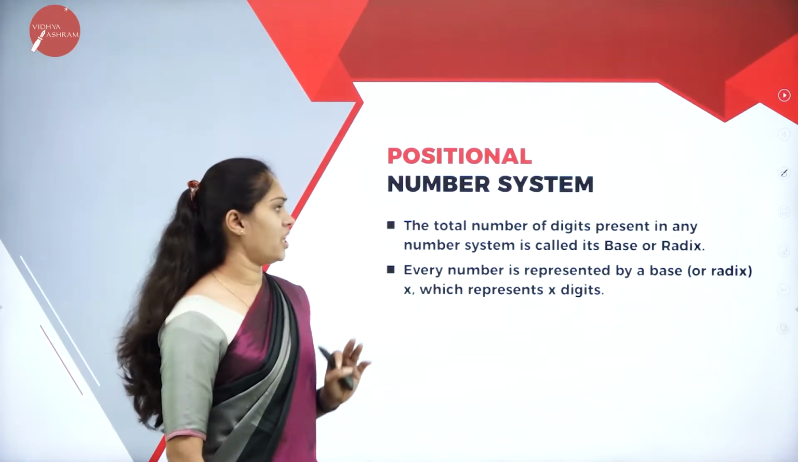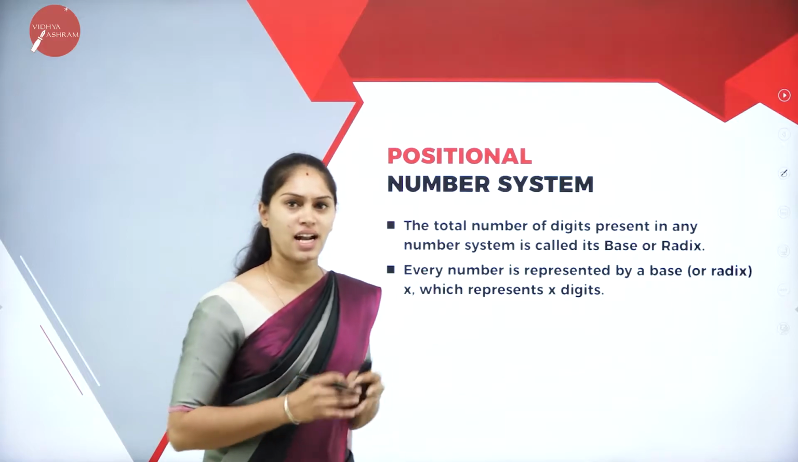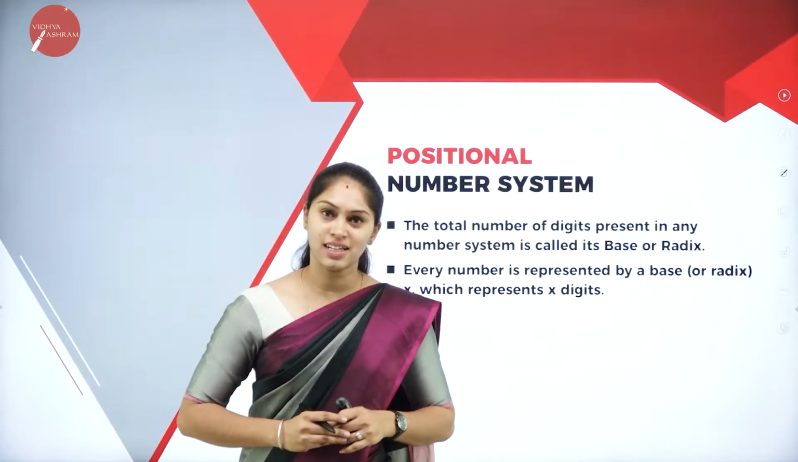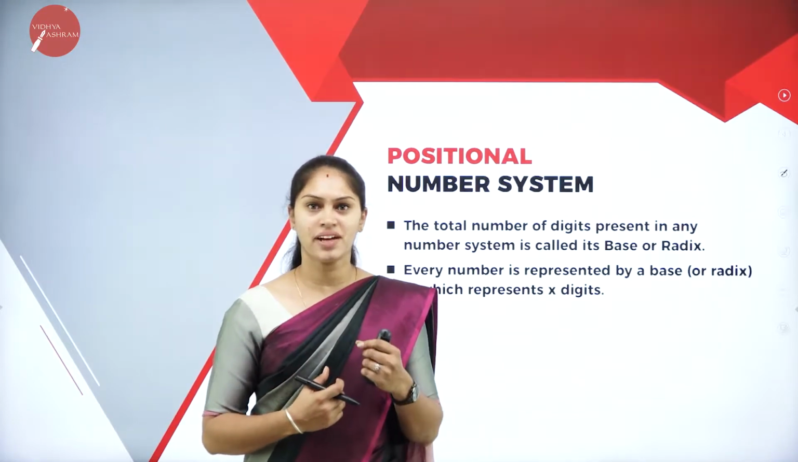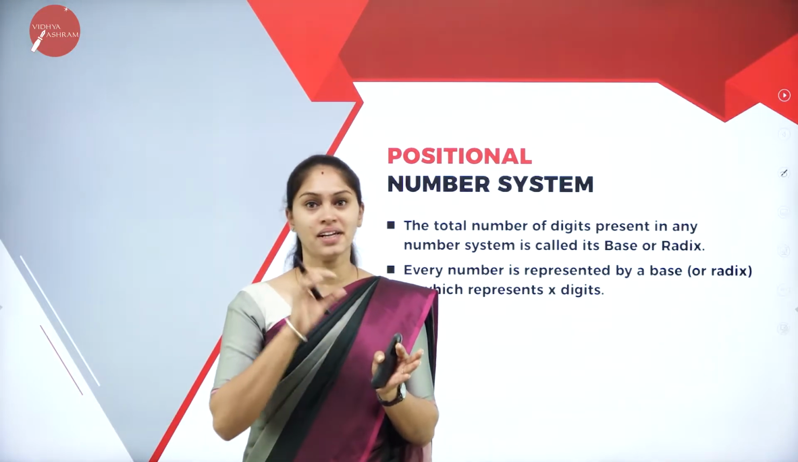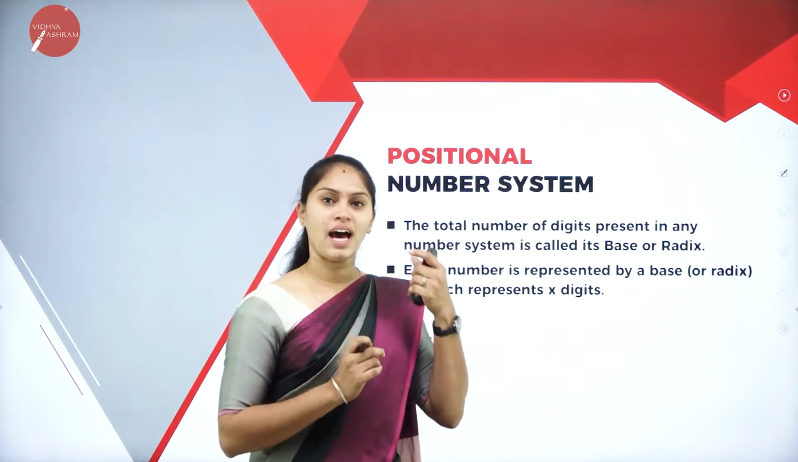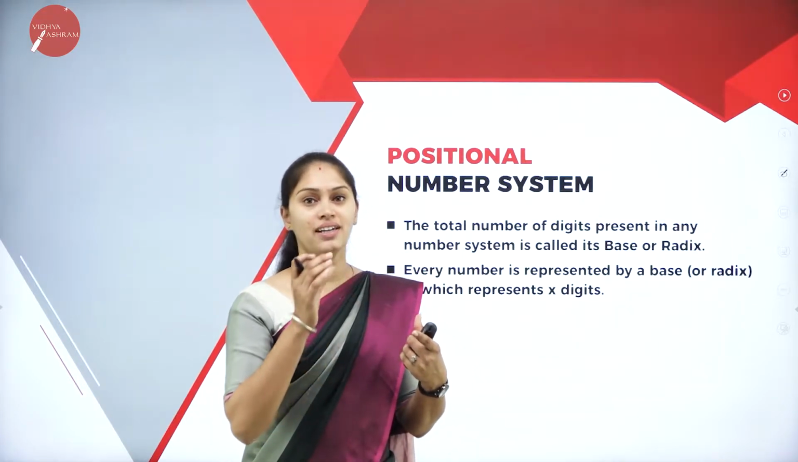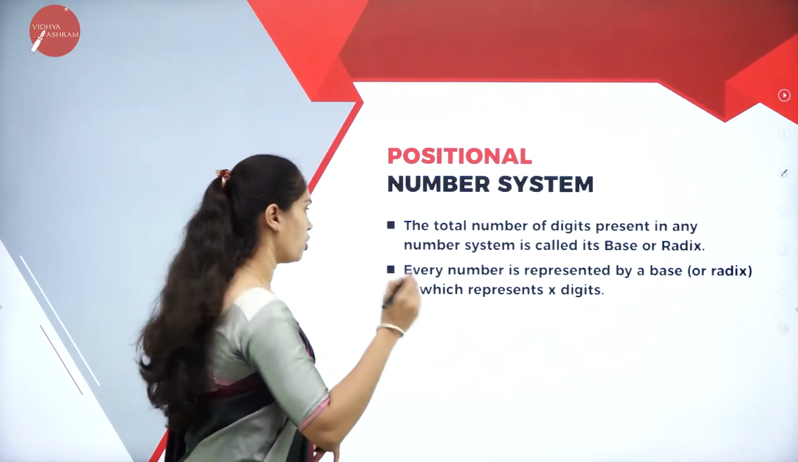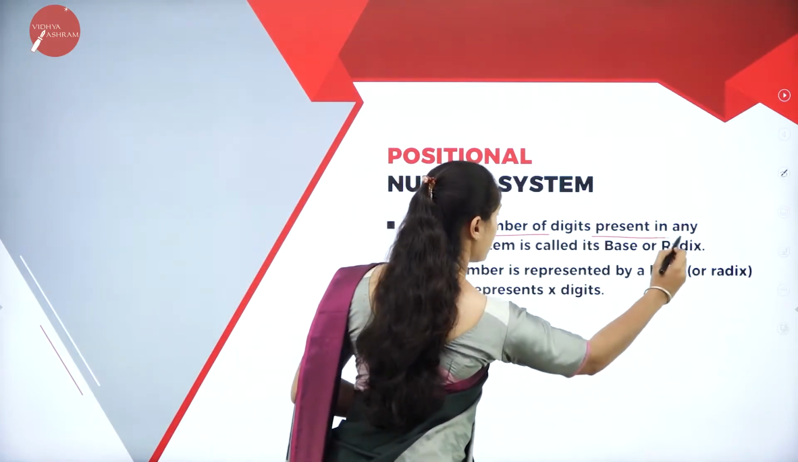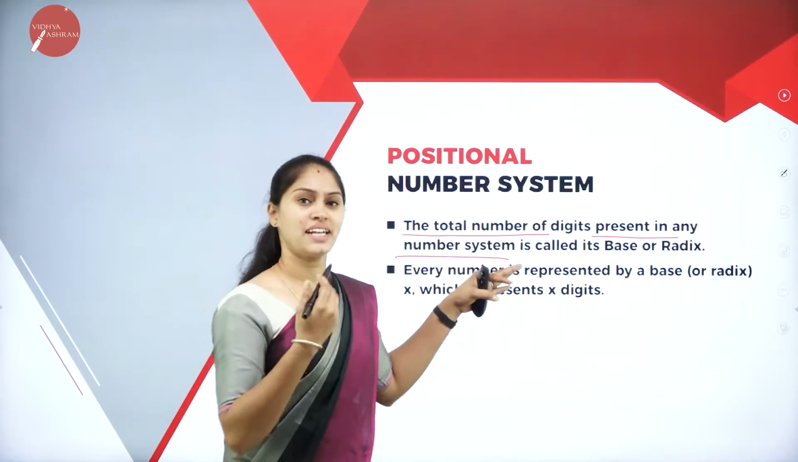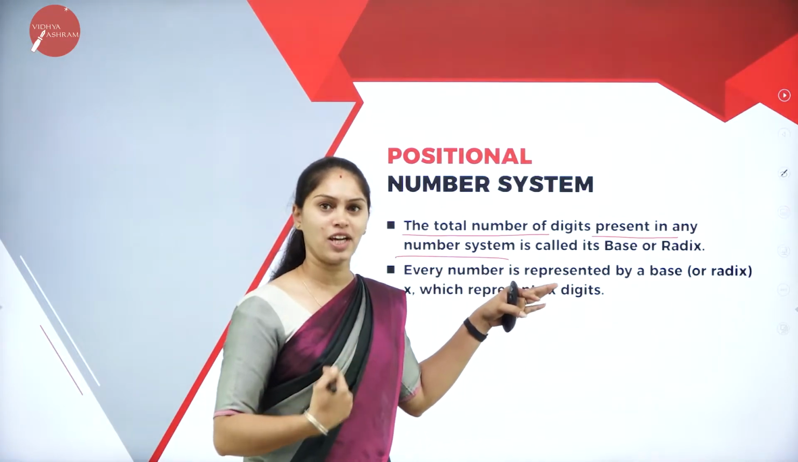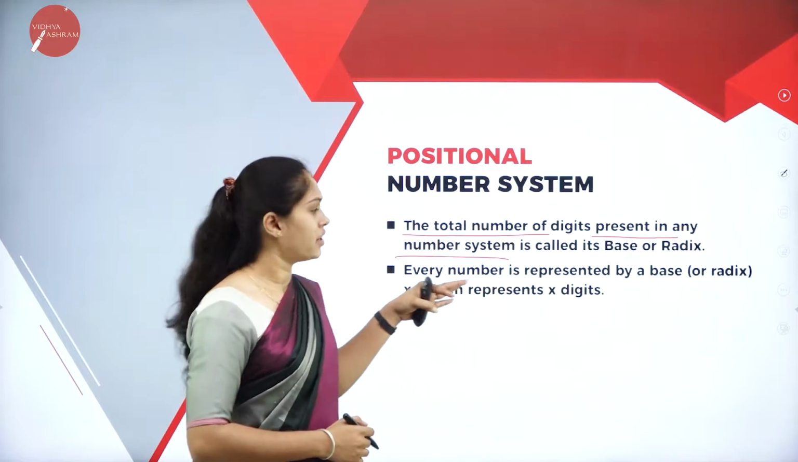So in the positional number system, we have to understand one thing. As I discussed earlier, number system is nothing but what? Representation of a well-defined symbol. Those symbols are nothing but digits. So here we have a terminology called base or radix. What does it mean? The total number of digits present in any number system. Any number system, in the sense it can be decimal, octal, binary or hexadecimal. That you have to remember.